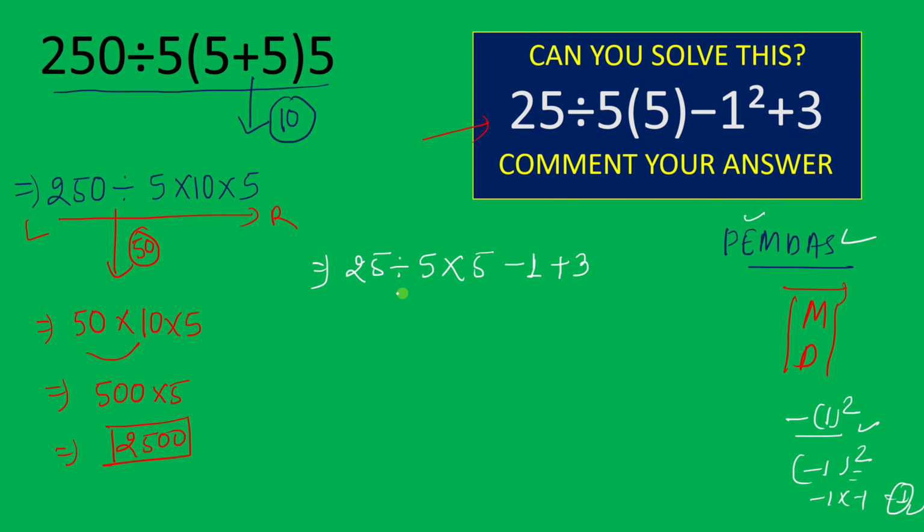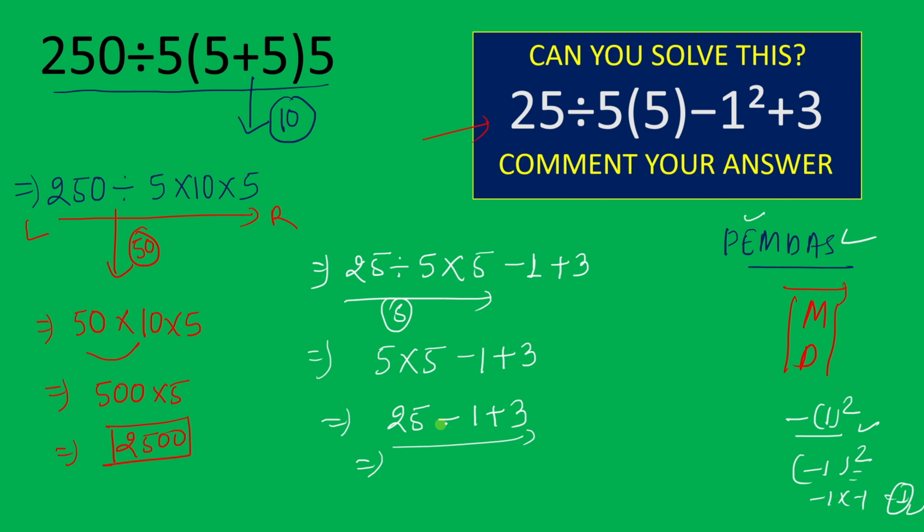Okay, now again left to right. 25 divided by 5 will give the result 5 here. So we will write 5 times 5 minus 1 plus 3. 5 times 5 will give the result 25 here, minus 1 plus 3. And we'll do again left to right: 25 minus 1 will give the result 24, plus 3, which ultimately gives 27 as the right answer.